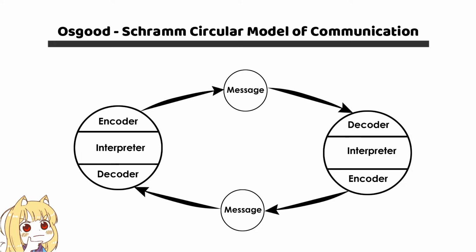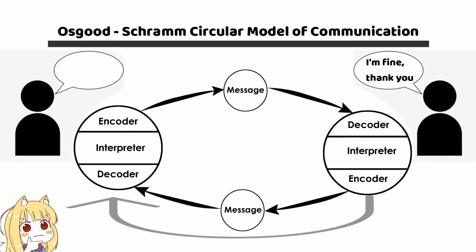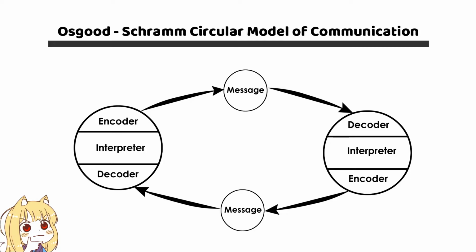So this is the Osgood-Schramm circular model of communication. The image shows how the Osgood-Schramm model works. It involves circular communication between two people. Each person is both a sender and a receiver. They are therefore able to communicate to one another rather than only in one direction. The model function consists of the encoder, interpreter, and the decoder of the message. Here's how each step works.